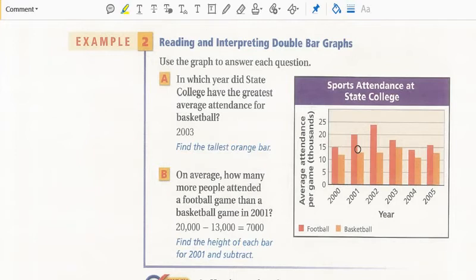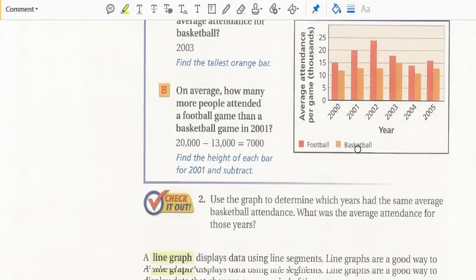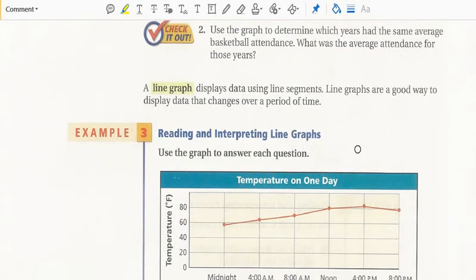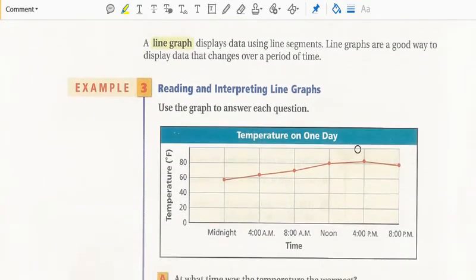Okay. The third type of organizing and displaying data is a line graph. I use a line graph to display a change over a period of time, like the temperature over one day. So let's look at our example. We have it here in the example.